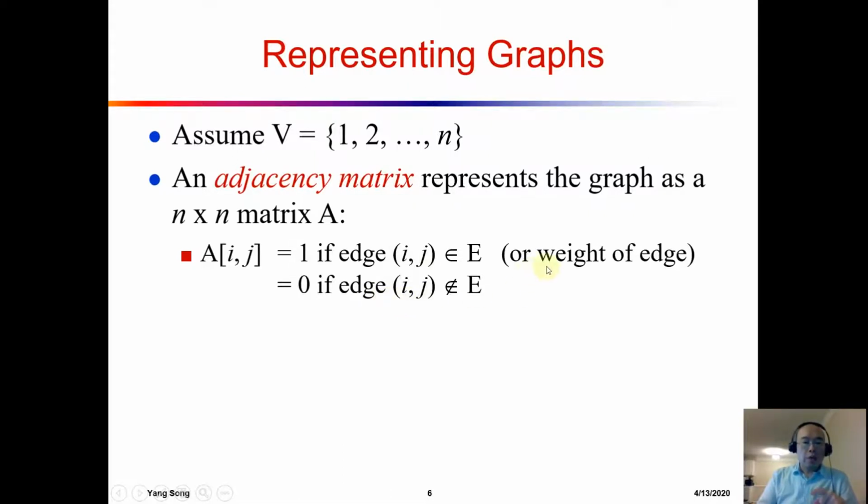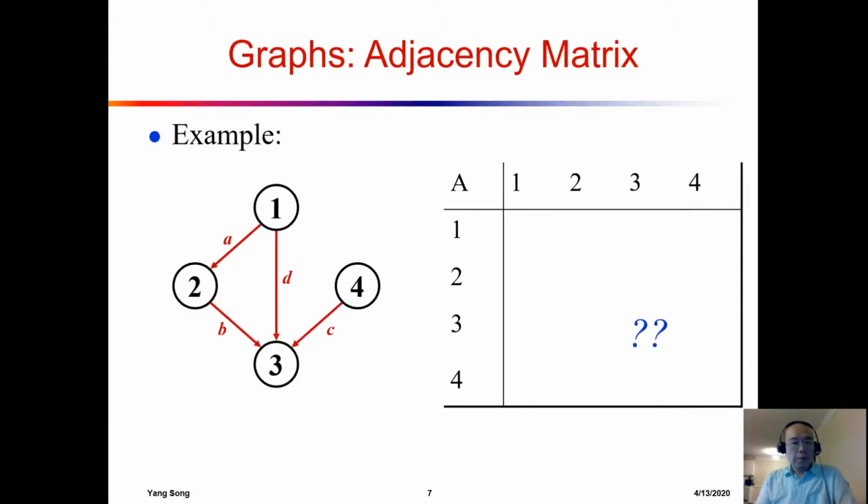Or if you want to use the weight of the edge, feel free to do so. In this case, if there is an edge between i and j, instead of a 1 we can just put whatever the weight is. So let's use a very small graph as the example. We have a total of 4 nodes, or 4 vertices, with 1, 2, 3, 4 on the x-axis and 1, 2, 3, 4 on the y-axis. The problem is, how do we fill in this adjacency matrix?